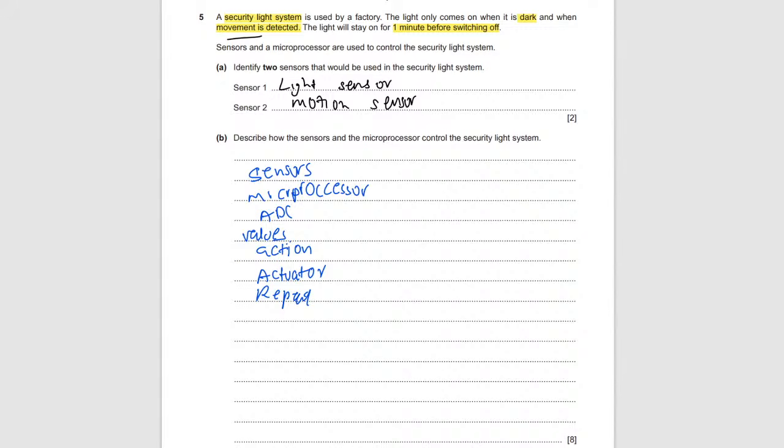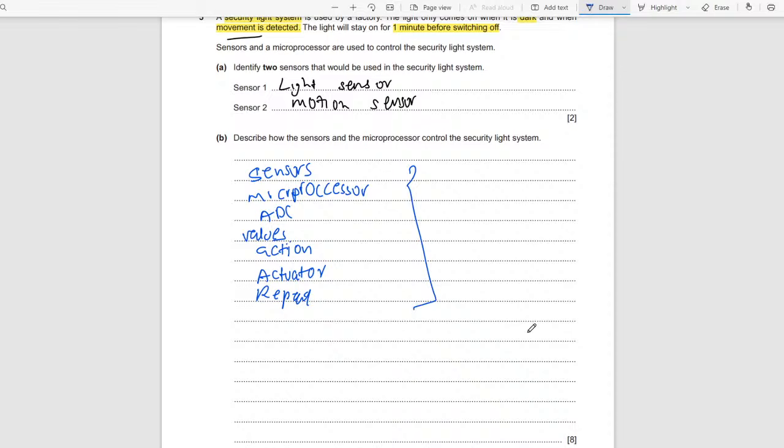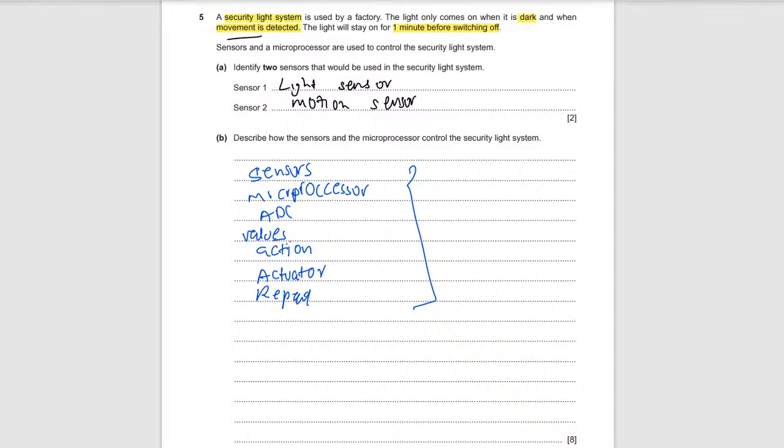That's how you approach an 8-mark question. Take your time, because you need to get every mark, because this question is really easy if you capture all the elements. So: sensors, microprocessor, ADC, values, action, actuator, and repeat. This is the format I would use for a microprocessor question. If it is 6 marks, you would just say microprocessor, ADC, values, action, and repeat, or something like that. But even if it's 6 marks, there's no harm in mentioning all of them. You won't lose a mark for writing too much.